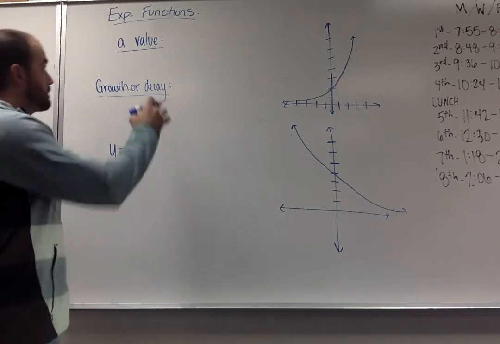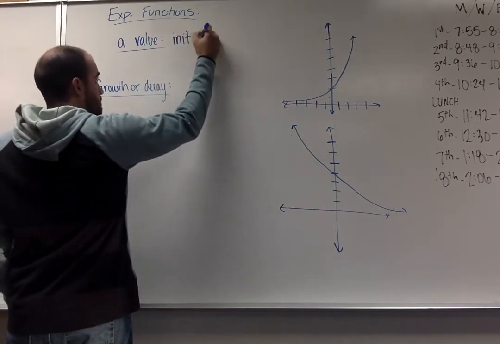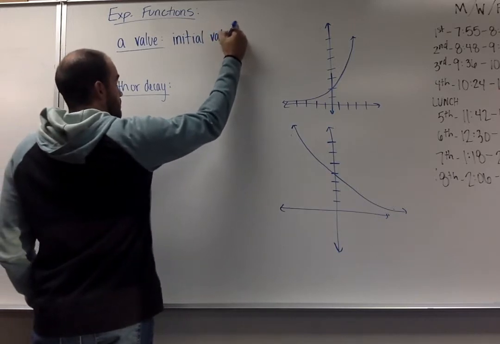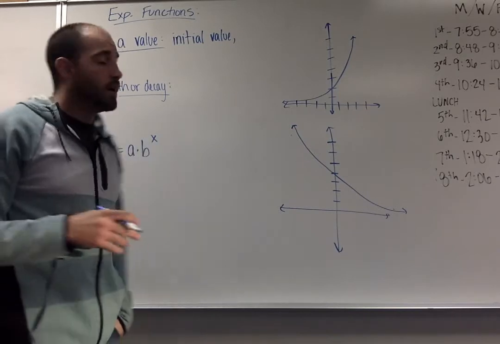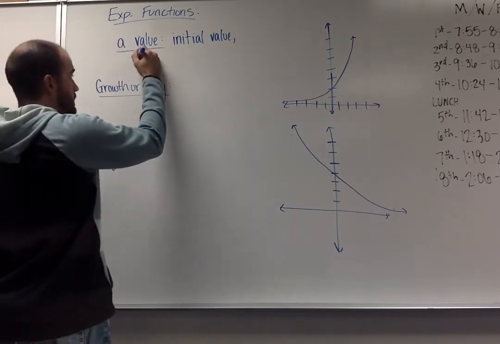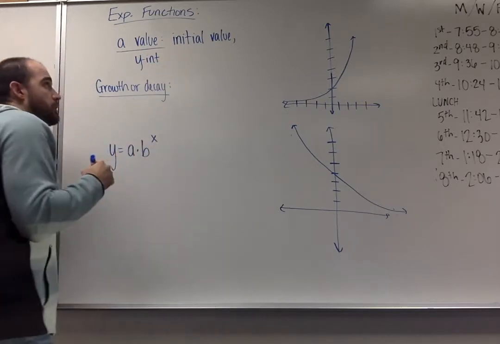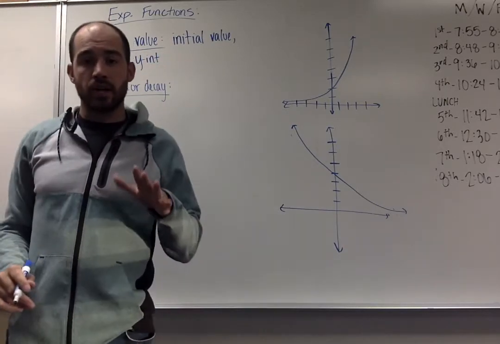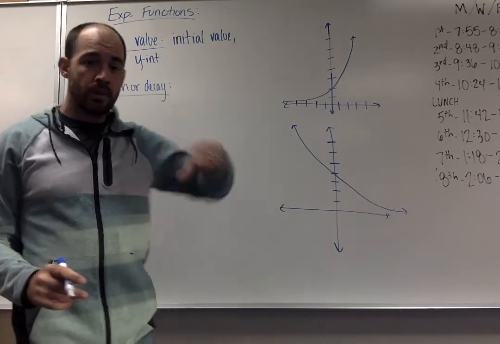Okay. Yesterday we talked about our a value being our initial value. So it's where this thing starts off. What you guys have seen in the past, this is like our Y-intercept. And this also determines whether or not our graph is going to be facing up or facing down.